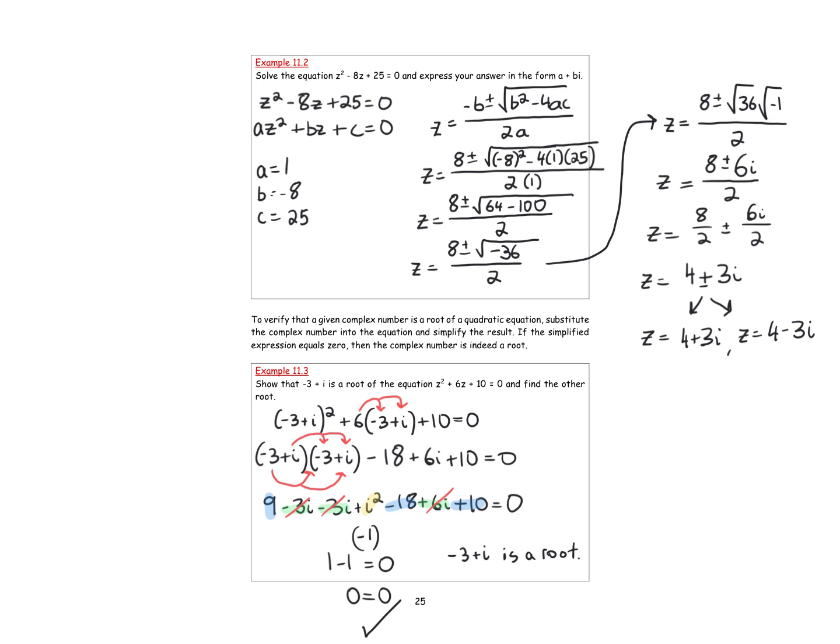Now, the next thing it says is find the other root. If you can remember, looking back at example 11.2, when we have the solution of a quadratic equation in which we need complex roots, if the first root is 4 plus 3i, the second root will be the conjugate of that, 4 minus 3i. Therefore, if we have minus 3 plus i as a root, then the other root we're going to have is minus 3 minus i.